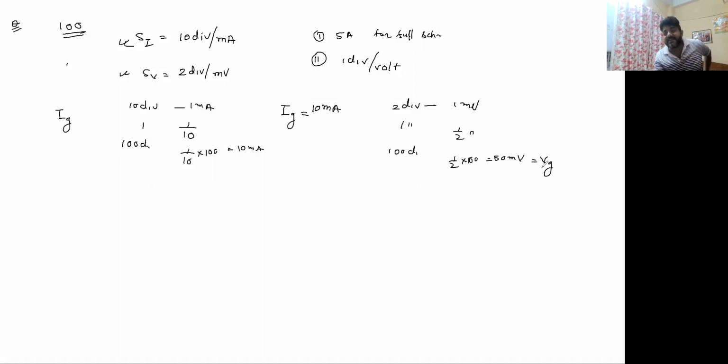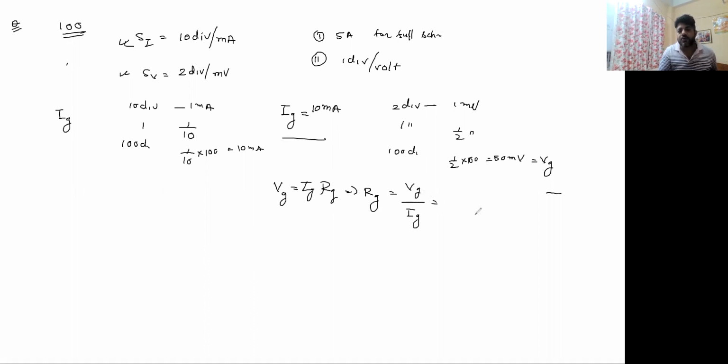This is exactly the opposite of the current sensitivity question; the resistance is not asked here, something else is asked. But you can find out from this current and voltage of the galvanometer at full scale. Once you get this, VG is IG RG. Yes sir. So my RG is VG by IG, VG is 50 millivolt, IG is 10 milliampere, that is 5.